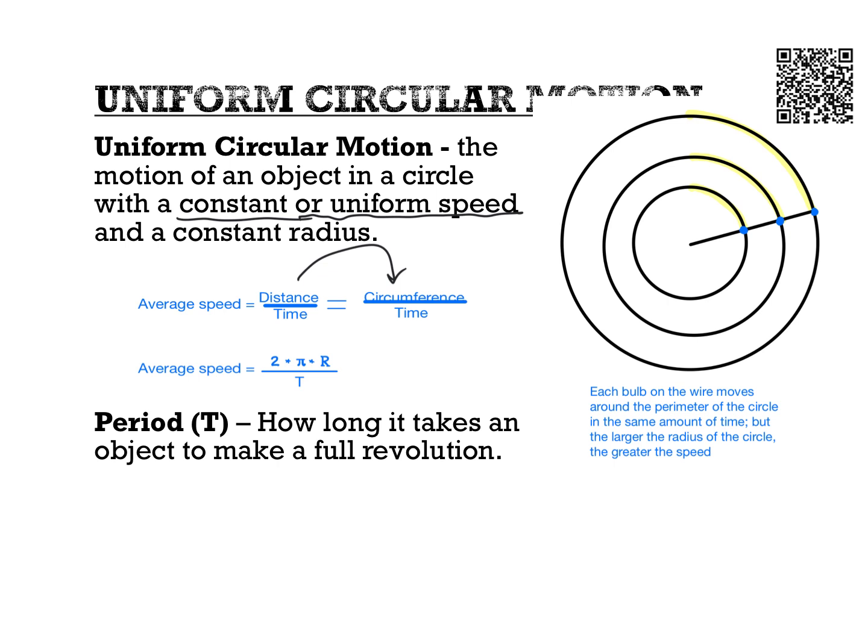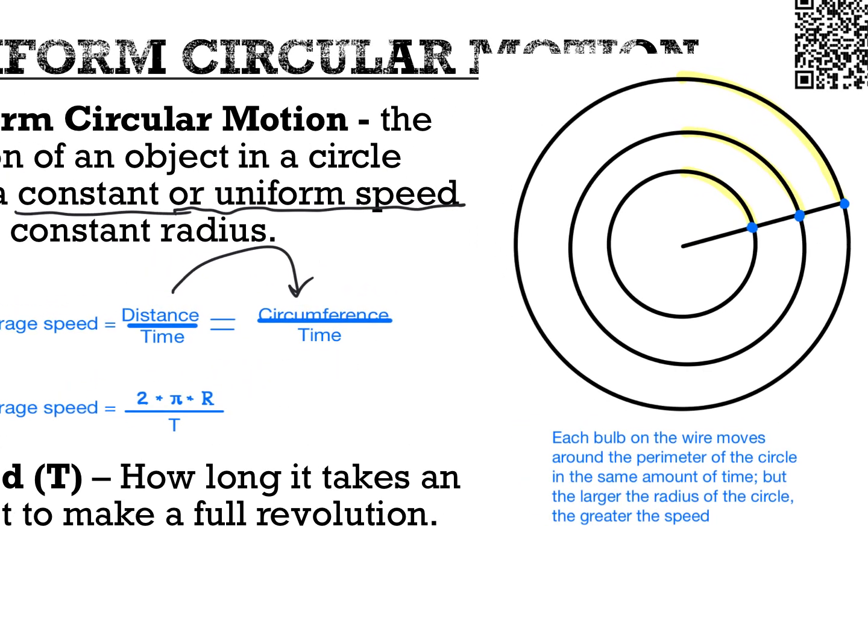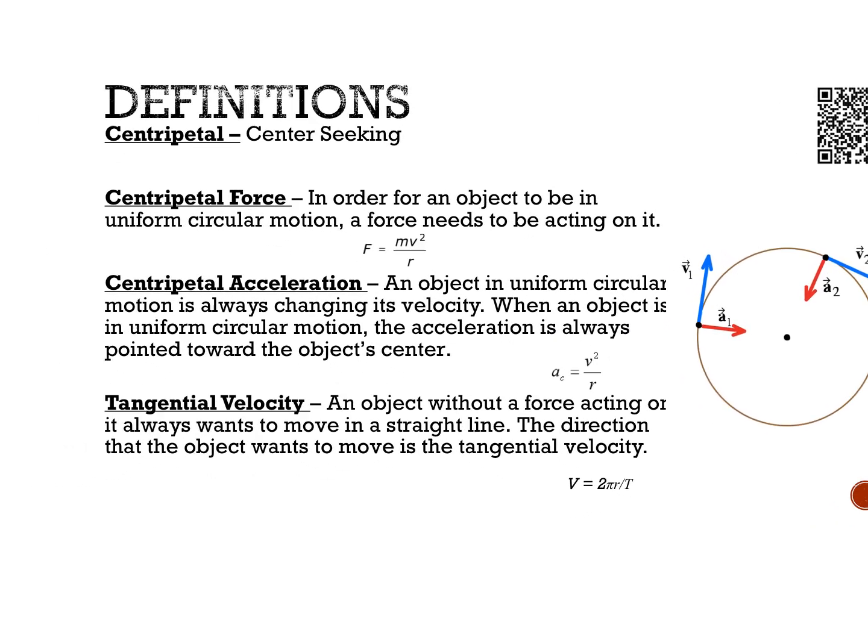Okay? And I want you to look at this, though. The further out it is, the bigger the radius is, the higher the speed is for the same amount of time. Think about it. You've got a bigger radius, you have a bigger circle to cover in the same amount of time, so it must be going faster. All right. So now, definitions.